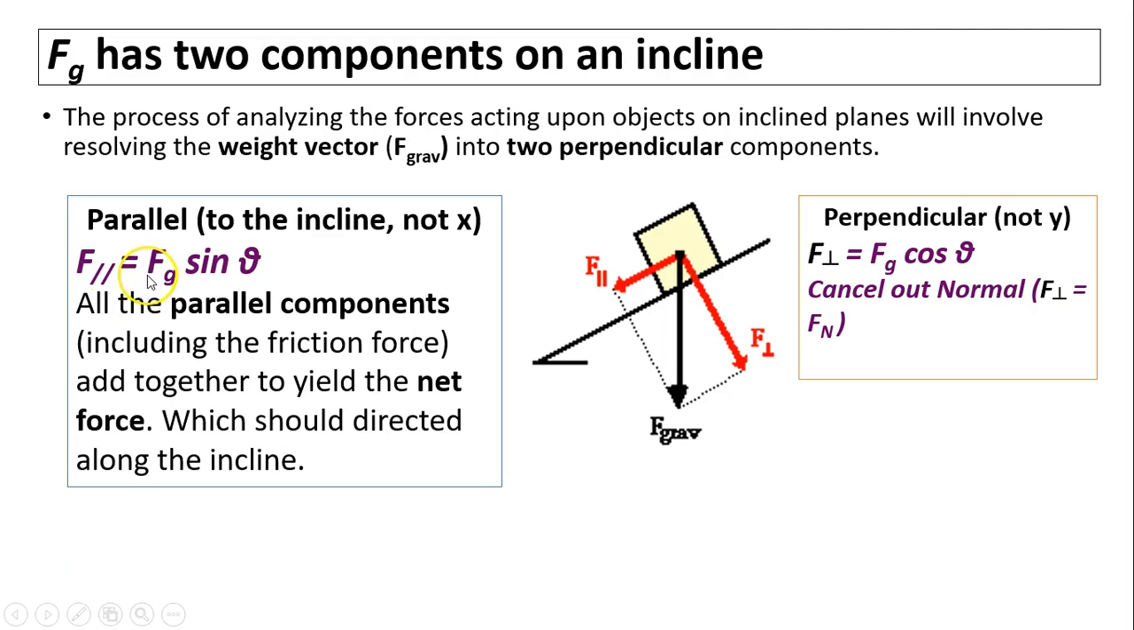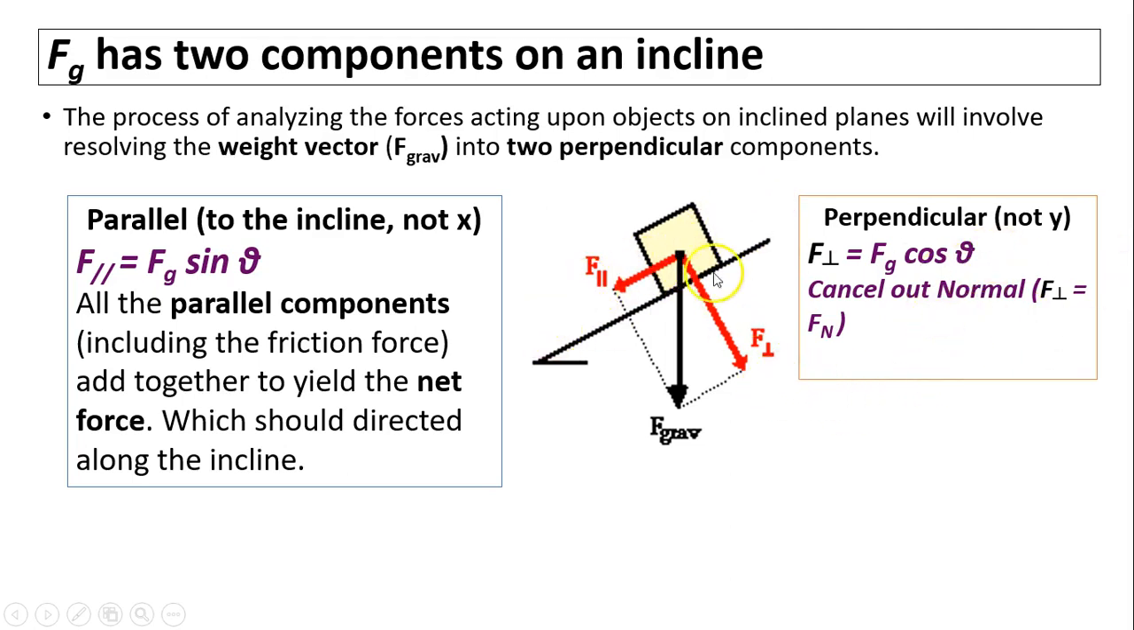Again, this is parallel. This is not the x direction. All the parallel components, including the frictional force, also parallel to the incline, add together to give you the net force, which should be directed along the incline, either up or down. So this is the direction that's called the parallel direction, parallel to the incline.